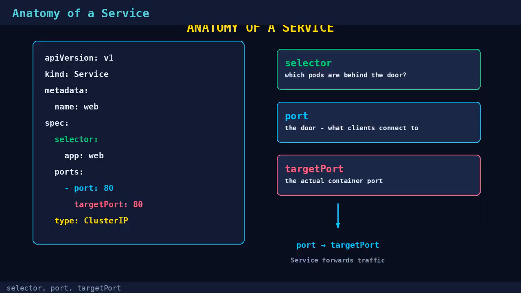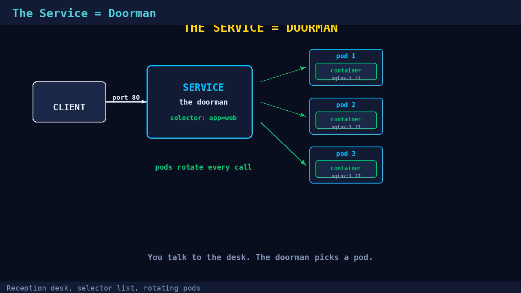3 concepts, no more. The selector, which is the label predicate. The port, which is the door clients connect to. And the target port, which is the actual container port behind the door. Think of the service as a doorman at a desk. You type port 80 at the reception desk. The doorman checks the selector list and hands the request to one of the pods. Pods rotate every call.